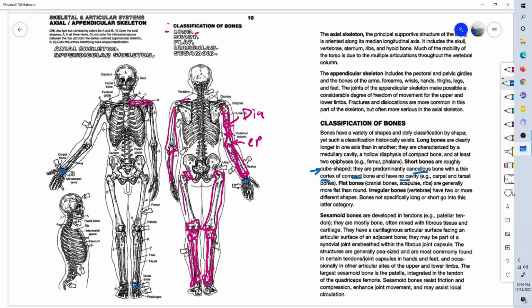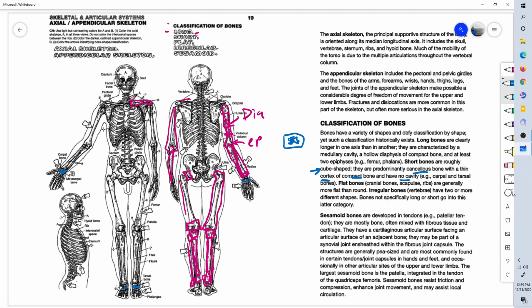They are cancellous bone or spongy bone, somewhat hollow, with the trabeculae lying throughout. So it might look like this with trabeculae, those spider-like projections in there of bone. Flat bones are the cranial bones here.